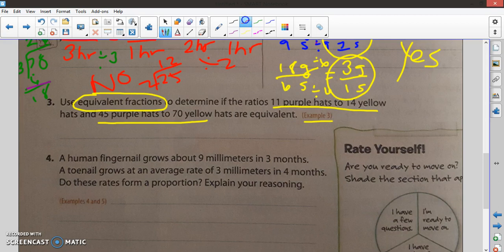Okay, so now let's check it. So we're comparing purple to yellow. So we have 11 purple to 14 yellow. We're going to check if it's equal to 45 purple to 70 yellow.